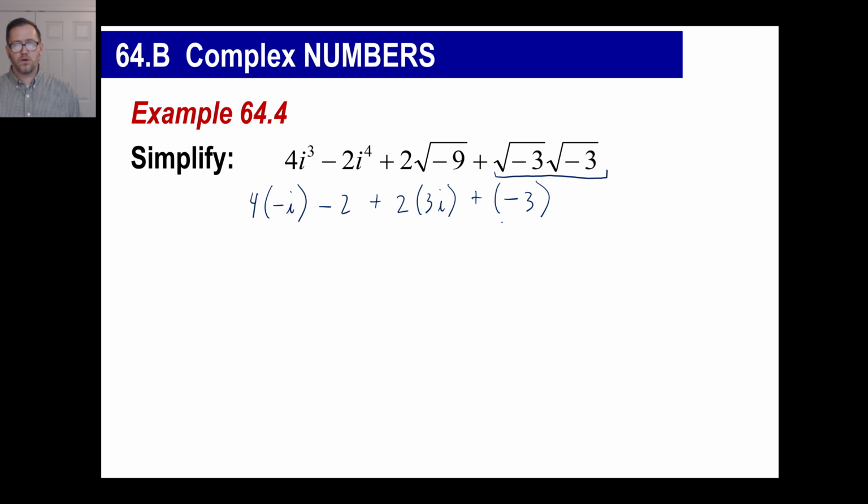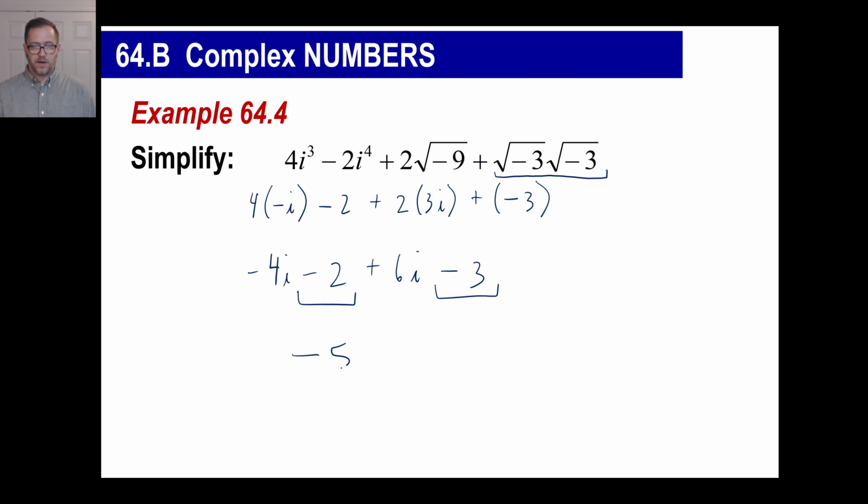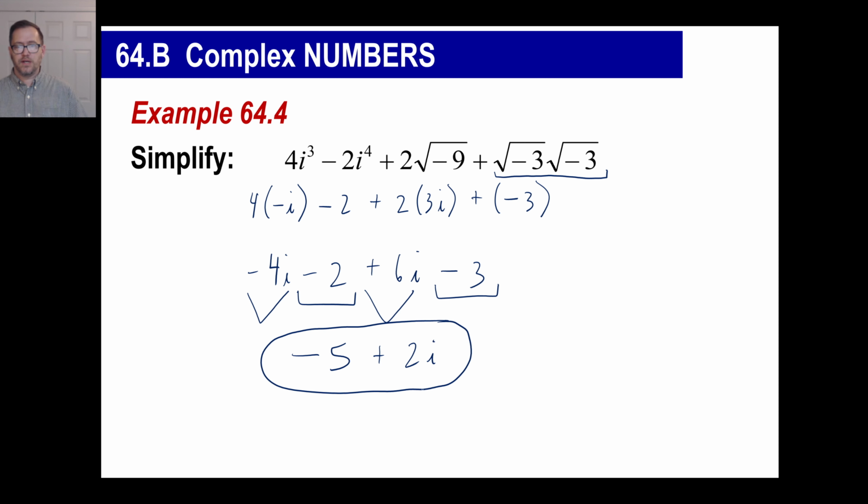So, all right, we'll do one more little cleanup here. 4 times negative i will be negative 4i, and that'll be minus 2, and then 2 times 3i will be 6i, and then plus a negative 3 is just negative 3. That's a real number. That's a real number. Together they add up to negative 5. This is an imaginary number. That's an imaginary number. Together they add up to 2i. And that is your standard form with your real number and your imaginary number right there.